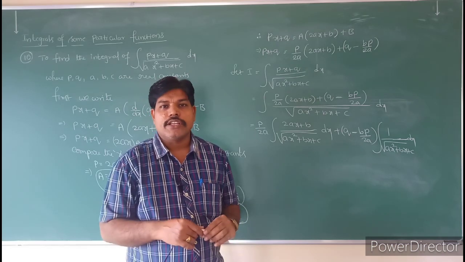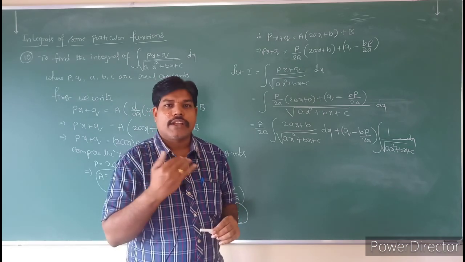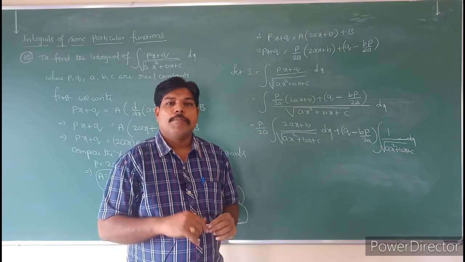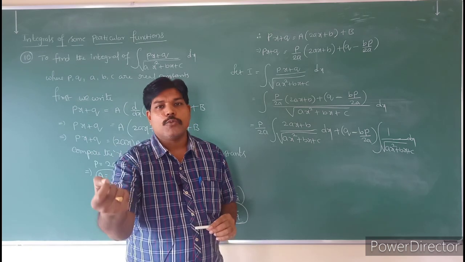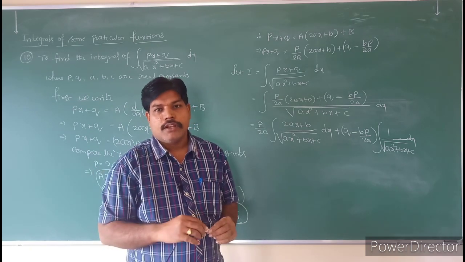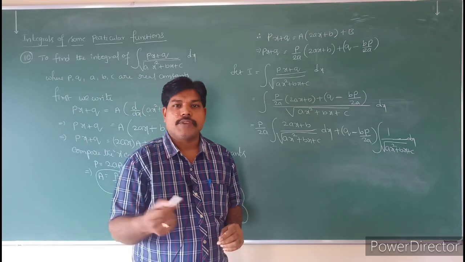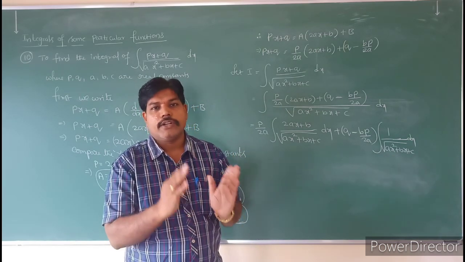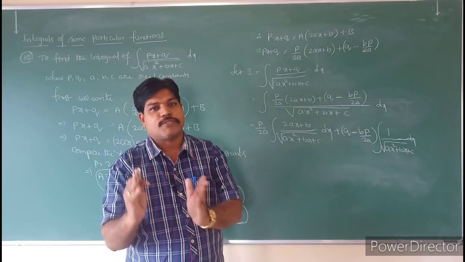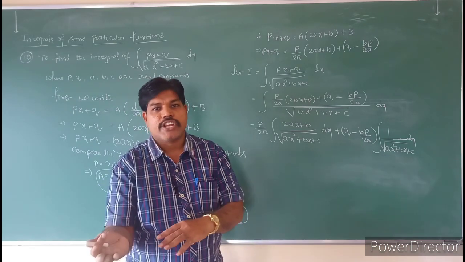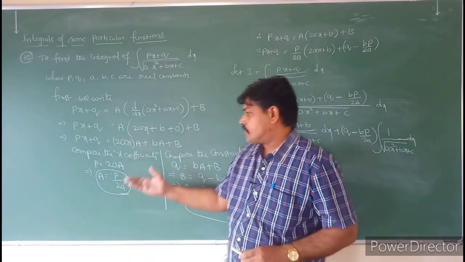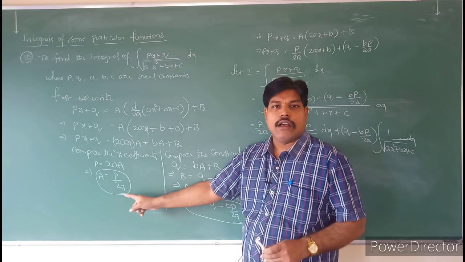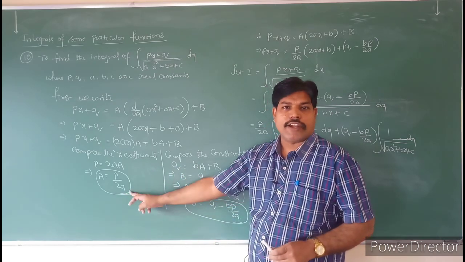The next model is model number 9, that is the integral of px plus q by ax square plus bx plus c, or px plus q by root of ax square plus bx plus c. In that model we take px plus q equal to a into the derivative of the denominator ax square plus bx plus c, plus b. Just differentiate, compare the coefficients of x and take the constants. You will get the a value and b value. That means you have to find these two values.